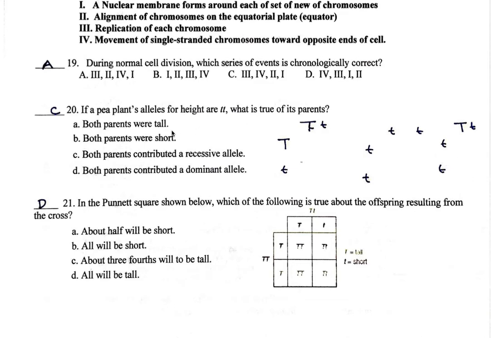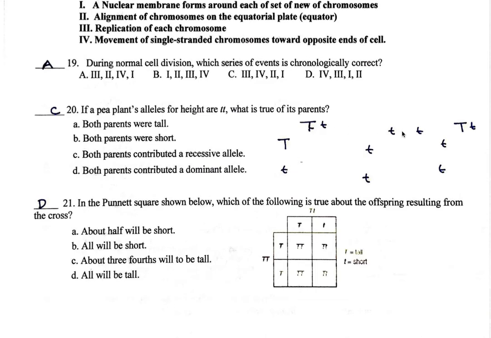So let's look at these options. Okay, both parents were tall. Well, here that is true. Okay, that's fine, but not necessarily. Both parents could have been short, or one of the parents could have been short. So A doesn't work. Both parents were short. Well, no, these 2 parents are tall. They're heterozygous, so they could create a short offspring. So that's wrong.